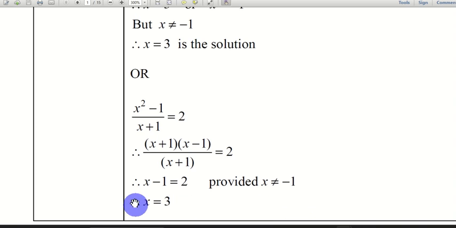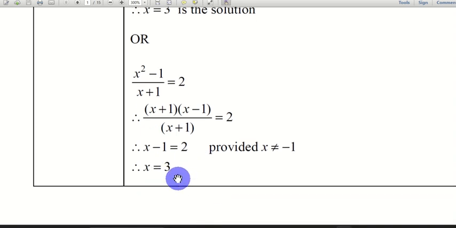And then you just solve x minus 1, because this one and this one cancelled out. So what remains there is actually x divided by negative 1 is equal to 2. You take that x over and that is your final answer there. x is equal to 3.